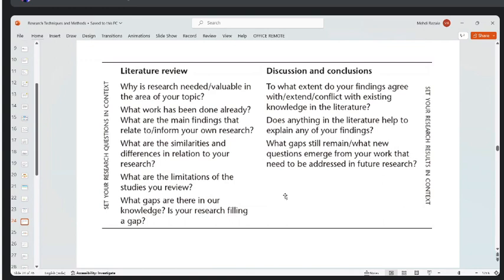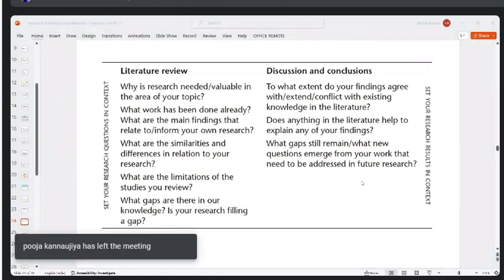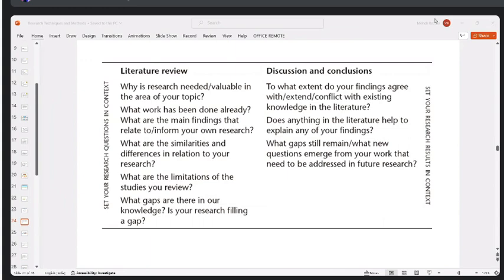Yes, anything else, Hedwig? Yeah, just to summarize, a discussion is the connection or the comparison between our research outcomes and the literature review.